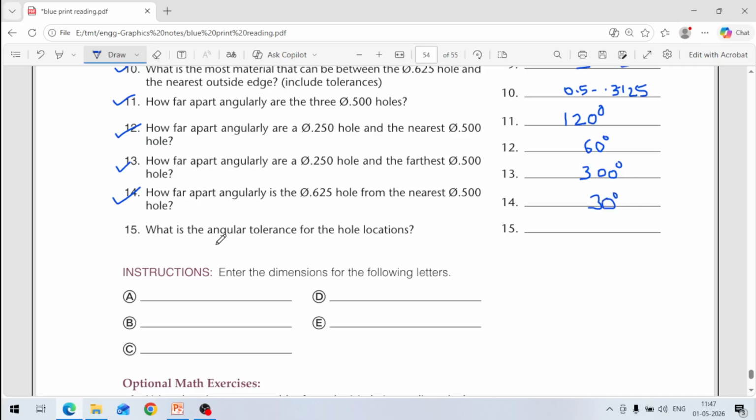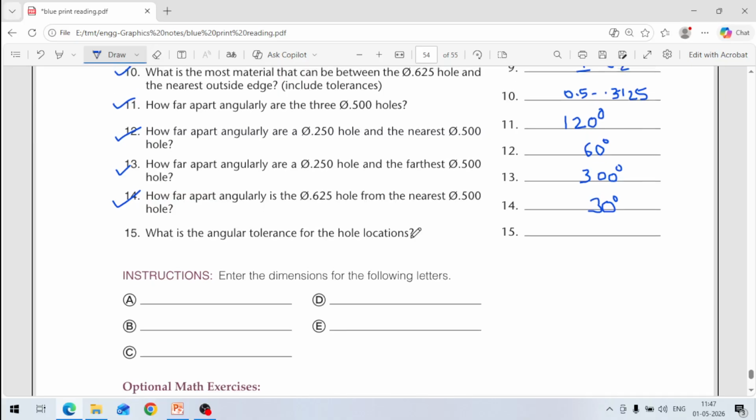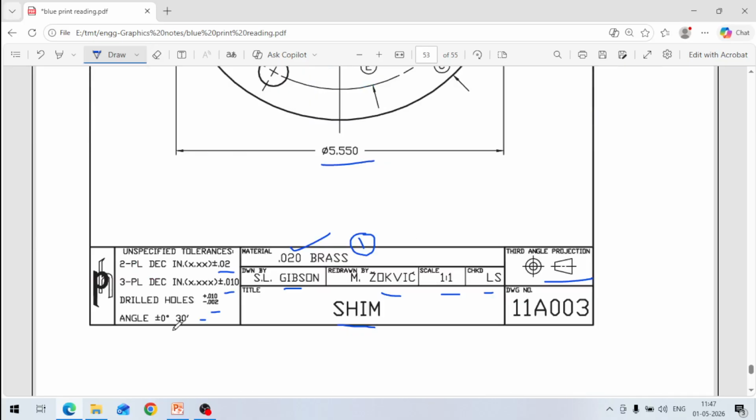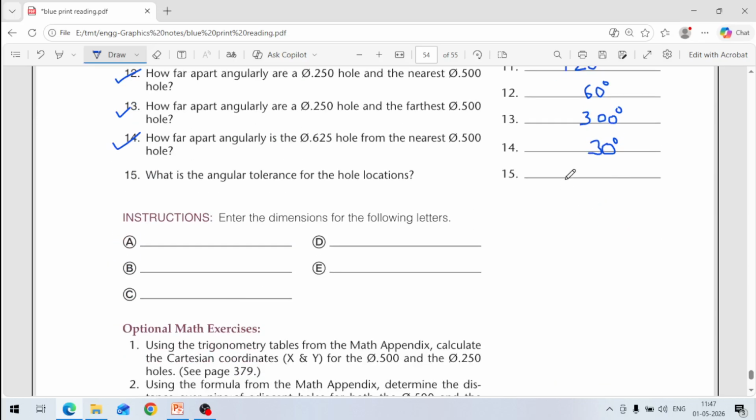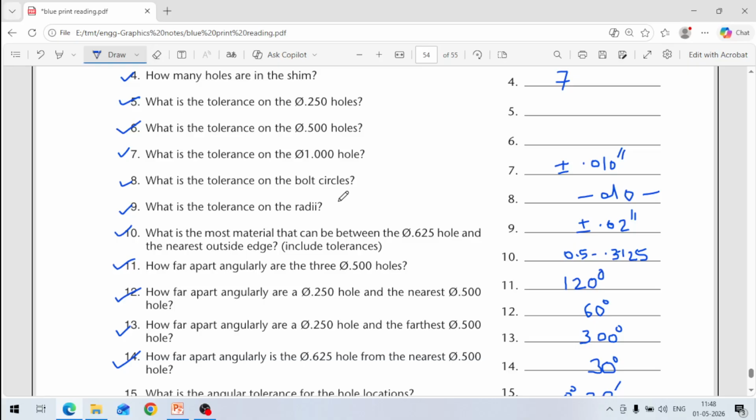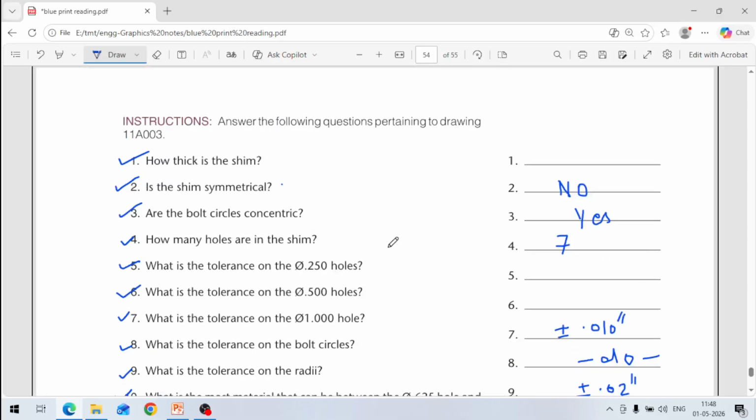Question number 15. What is the angular tolerance for the hole location? Angular tolerance is given here in the drawing. Angular tolerance is 0 degrees 30 minutes. So this is 0 degrees 30 minutes. So we have solved all the 15 questions. I hope it is clear to you.